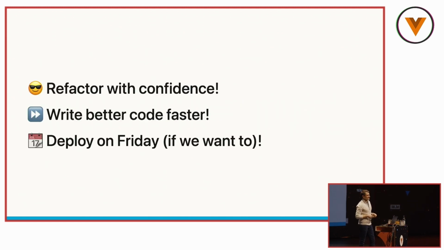So why do we want to write good tests? First of all, good tests allow us to refactor our code with confidence. This means whenever you make a change, you can run your tests and you know that everything still works. So you can make changes very freely to your code and improve your code that way. Another important thing is that tests enable us to write better code faster, because thanks to automated tests, we have faster feedback loops. And last but not least, if we want to, we can even deploy on Fridays if we have good tests in place. But you still don't have to if you don't want to.